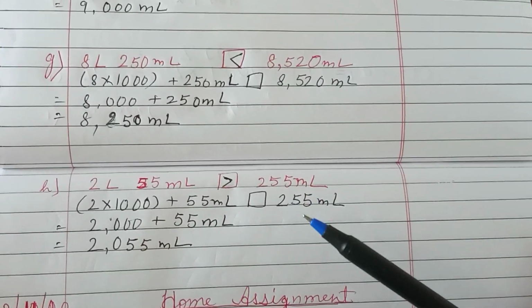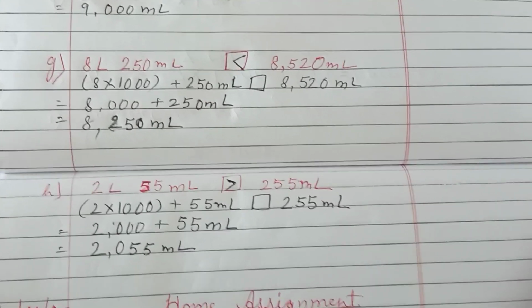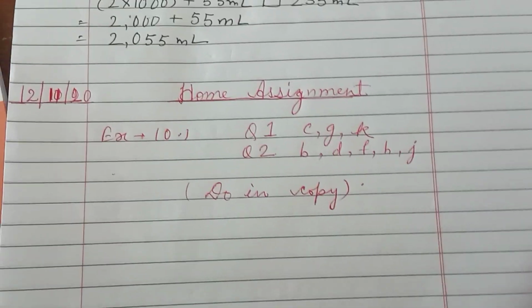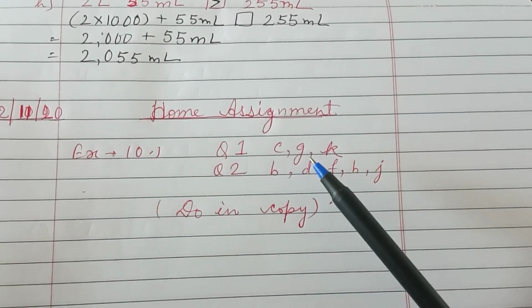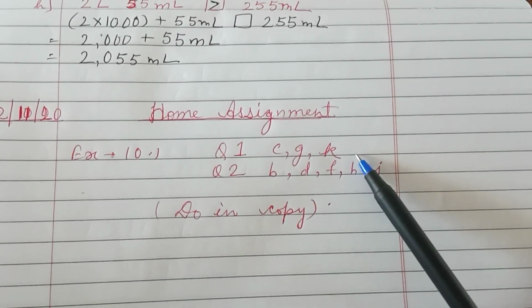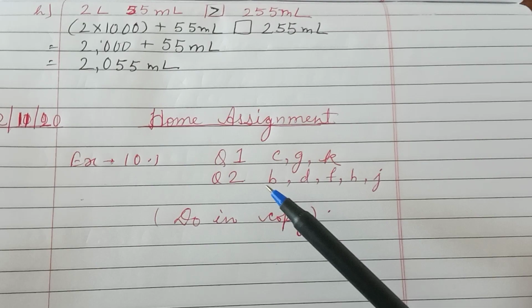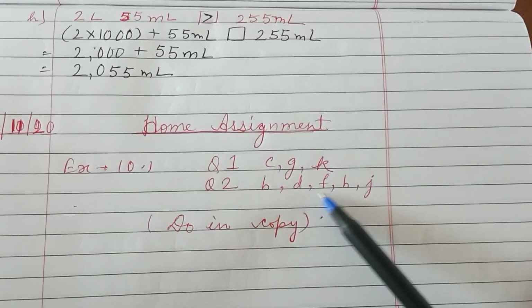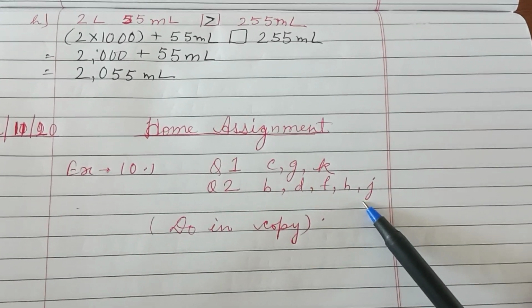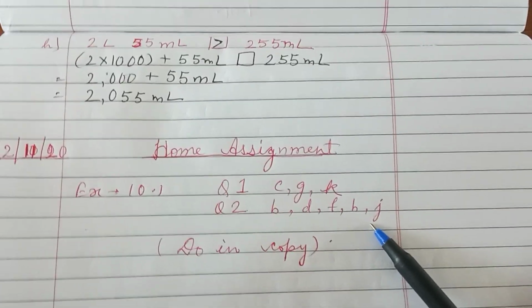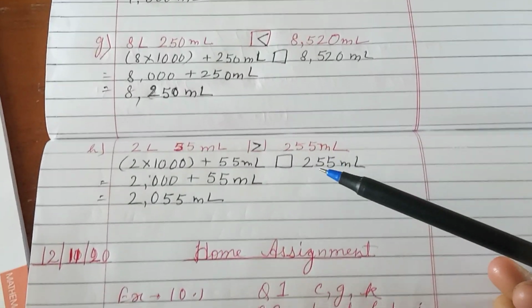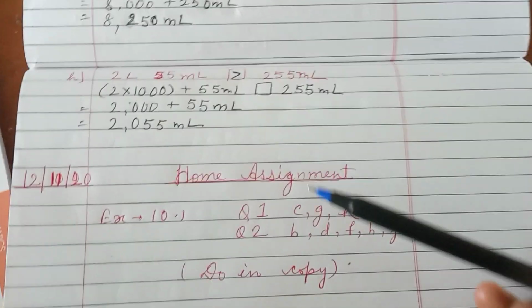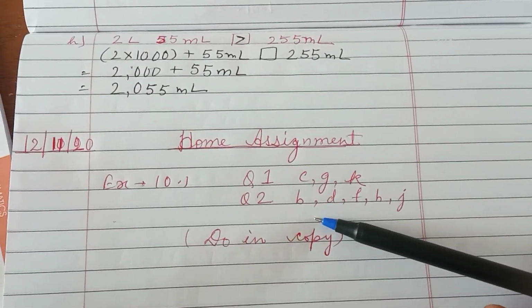Now it's time for your home assignment, children. Your home assignment is in exercise 10.1, question number 1, you will do question number C, D and K in your copy. Now question number 2, question number B, D, F, H and J you will do in your copy. Okay, all the questions which I have done in this video, these questions also you will solve in your copy and this homework also you will do in your copy.